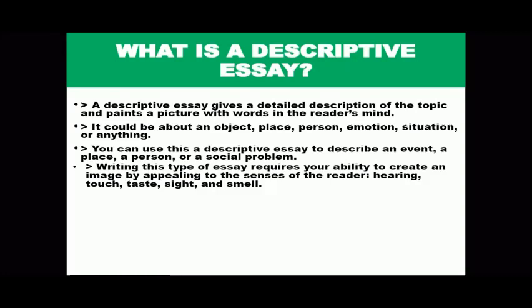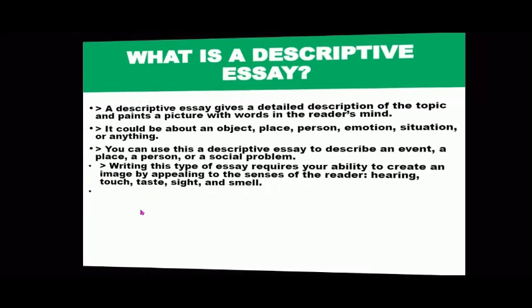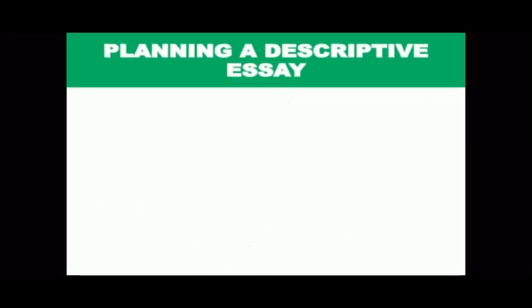Writing this type of essay requires your ability to create an image by appealing to the senses of the reader. Senses of hearing, touch, taste, sight, and smell. So when you are writing a descriptive essay, you are using your writing to show the reader something you saw that the reader couldn't see, something you heard that the reader couldn't hear, something you tasted. So in other words, a descriptive essay enables you to share your personal experience, something you saw and you want someone else to see. You want to give a picture of something to the reader. In other words, using words to give a picture of something is what descriptive writing is about. Okay?